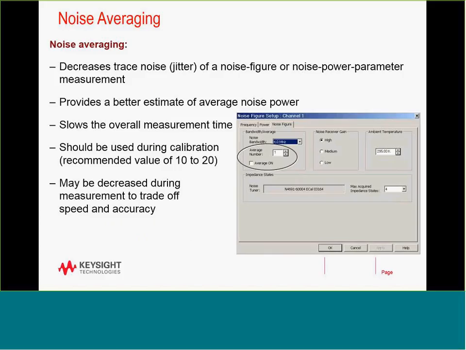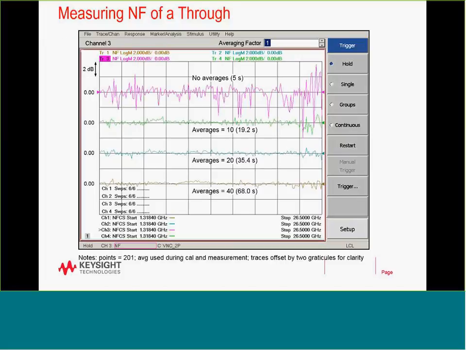Also, a very important thing: increasing averaging. You're going to reduce the jitter, which provides a benefit of averaging the noise power, and overall slows down the measurement time, but by increasing your accuracy, sometimes that's more important than time. Measuring noise figure, you can see here what happens when we do averaging. With no averaging, it takes 5 seconds to make this wideband sweep from 1 gigahertz to 26. As we increase the number of averages, you can see that the jitter reduces substantially and the time increases.